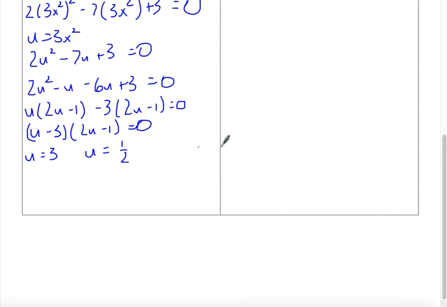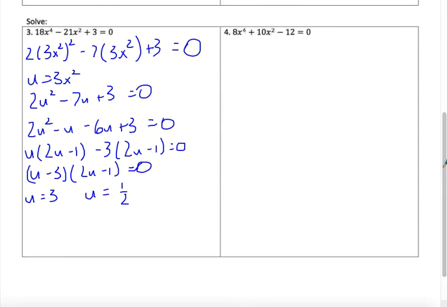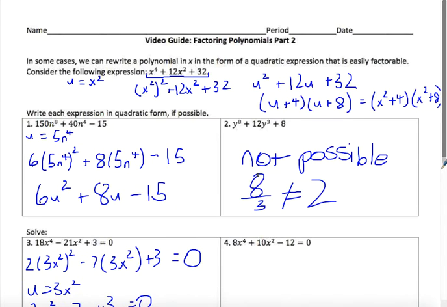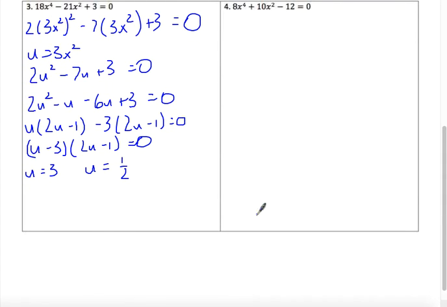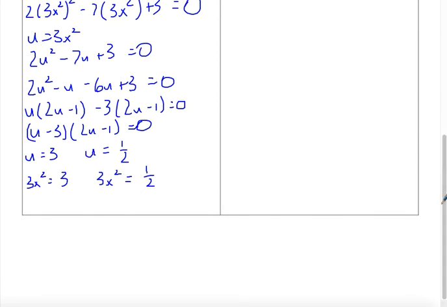But remember, we don't want to solve for u, we want to solve for what x is. So remember, we started with u is equal to 3x squared. So if u is equal to 3x squared, then 3x squared equals 3, or 3x squared equals 1/2. And then we solve both of these equations, which are now much easier than our original equation.